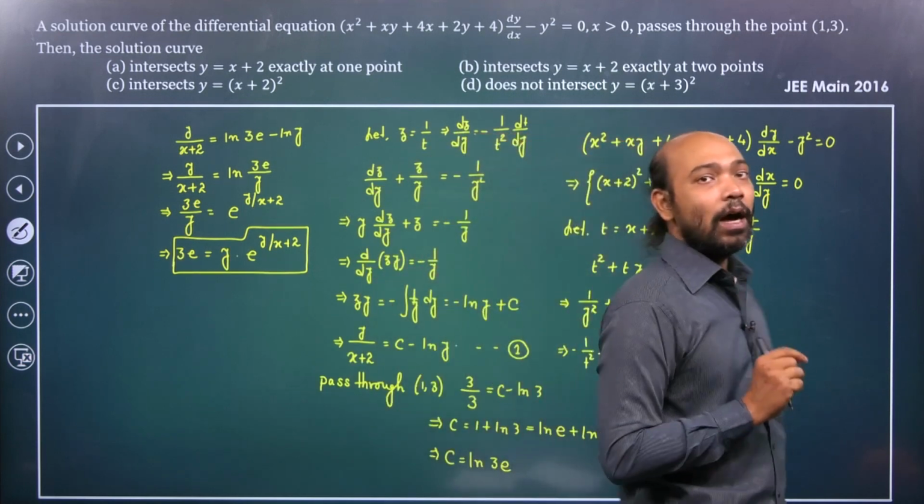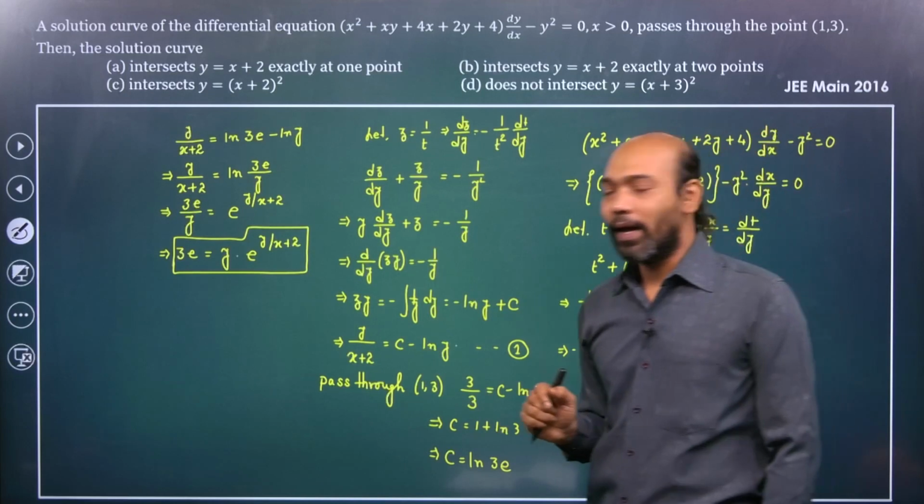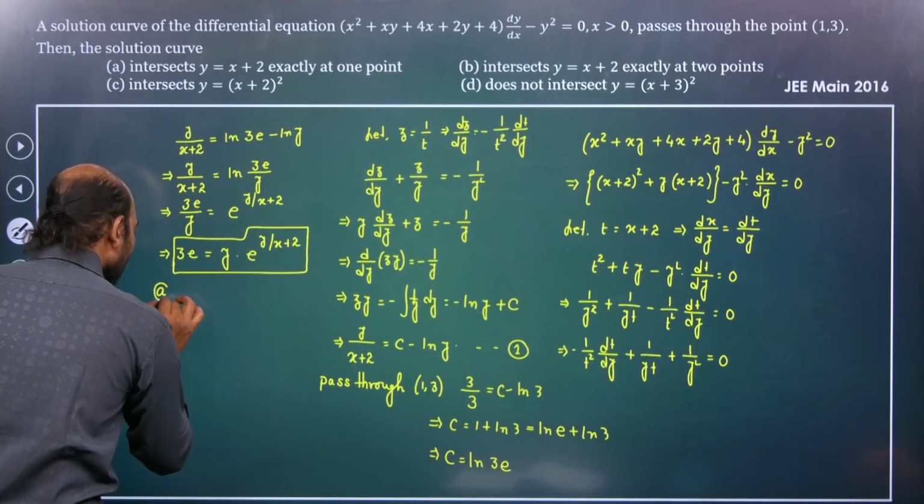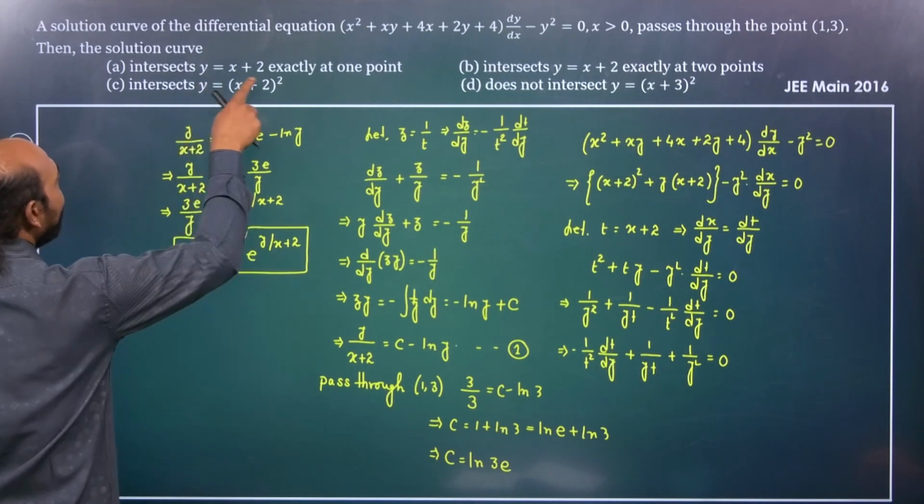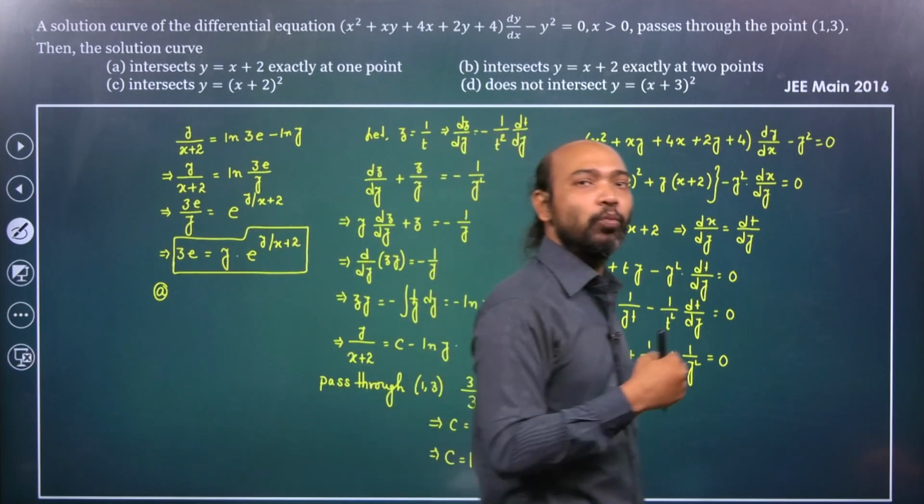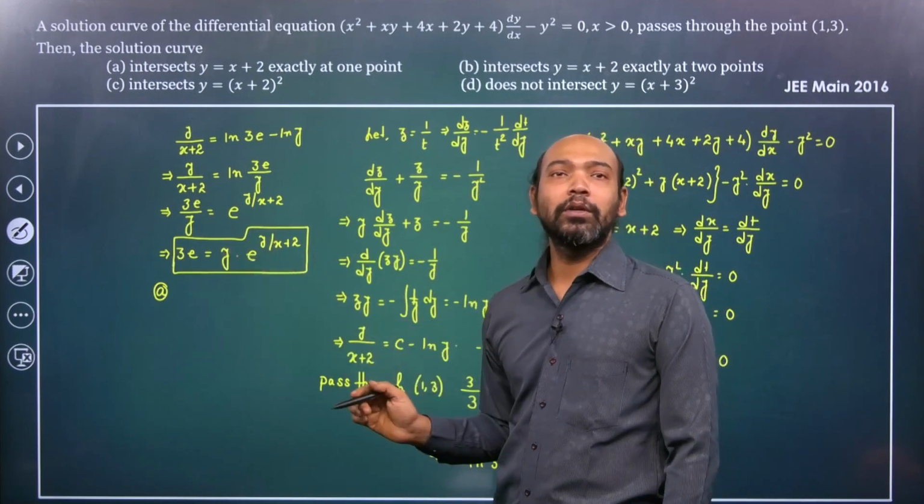So that's it. Now, we have to test all these 4 options one by one. So let's go ahead and test it. First we consider option A. Now, if I consider option A, we need to find the point of intersection of the solution curve, the boxed one, with y equal to x plus 2. That's why you need to substitute y equal to x plus 2 here.